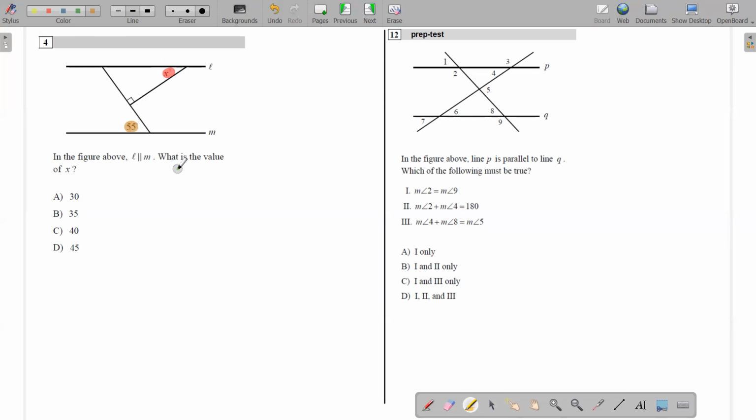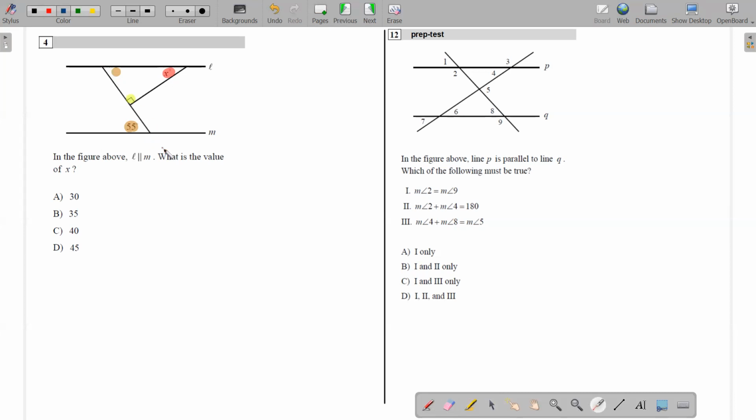Because of the alternate interior angles, I noticed that this 55 degree angle corresponds to this angle as well. These two angles are the same, so that angle is also 55 degrees. Also, as I mentioned at the very beginning, whenever we see a little square like this one, that indicates that angle is a 90 degree angle.